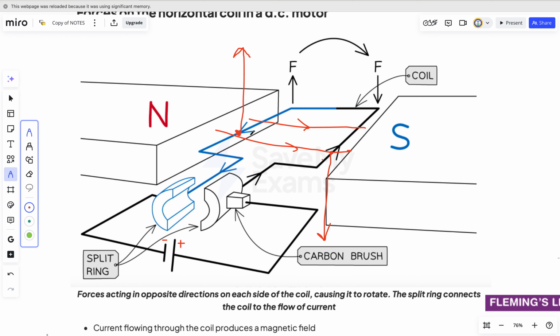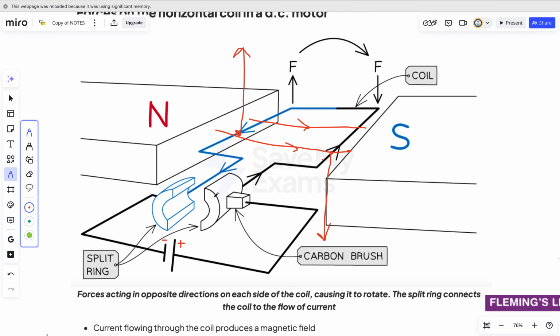So these two will cause a rotation. This one is pulling this rectangular array up. This one is pulling it down. So it will cause a rotation. And that rotation will be along with the split ring commutator. Both the rectangular array and the split ring commutator will be rotating.